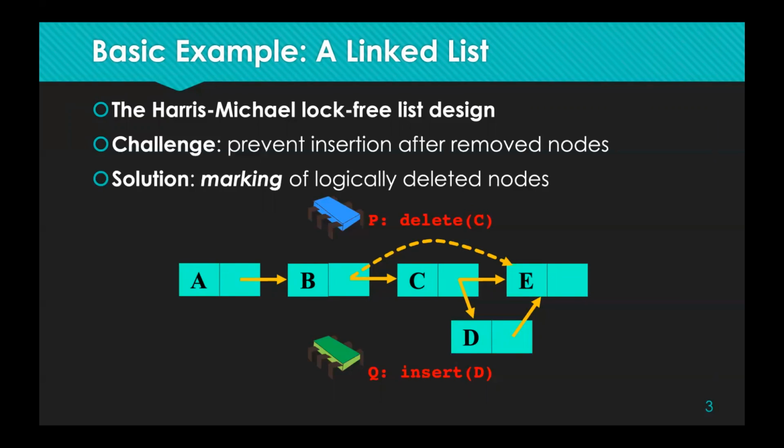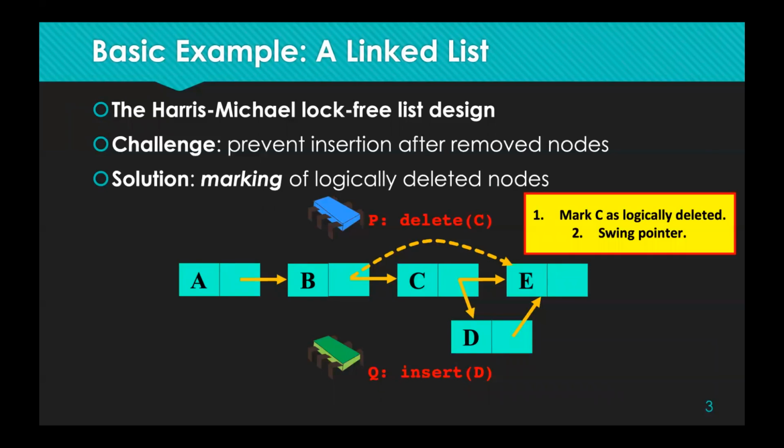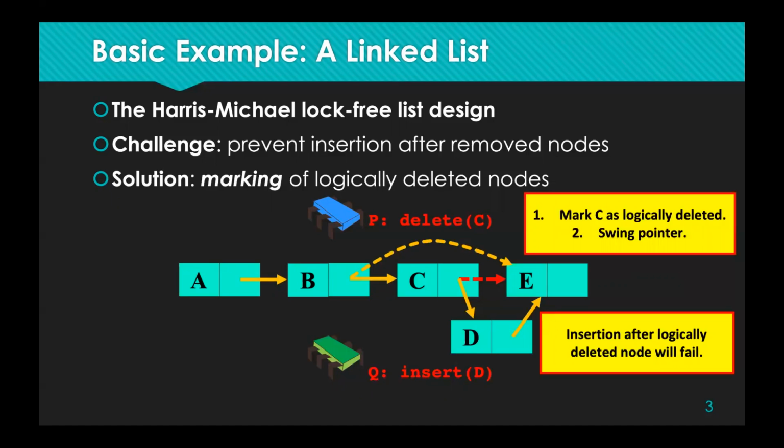The solution proposed by this technique is to mark logically deleted nodes, such as C, by modifying their outgoing pointer, basically their next pointer. In this way, we would mark C as logically deleted first by marking its next pointer, and then actually making the corresponding pointer swing. What this ensures is that no thread may successfully insert nodes after a logically deleted one. In particular, Q's insert here would fail if it is trying to do this after a logically deleted node.